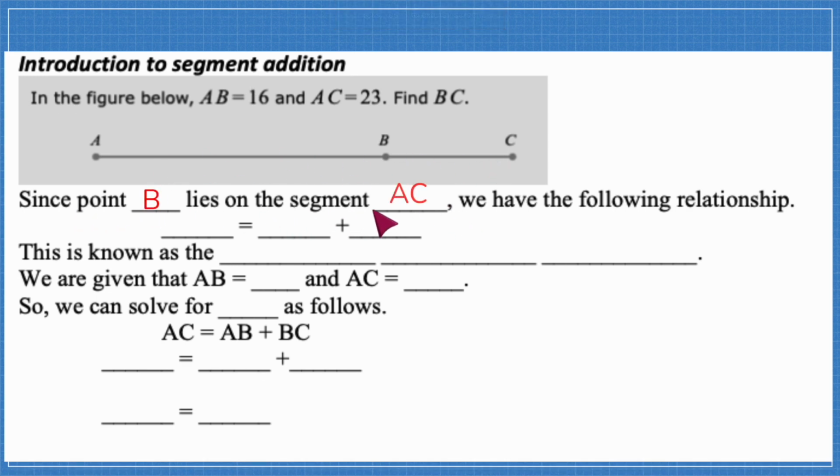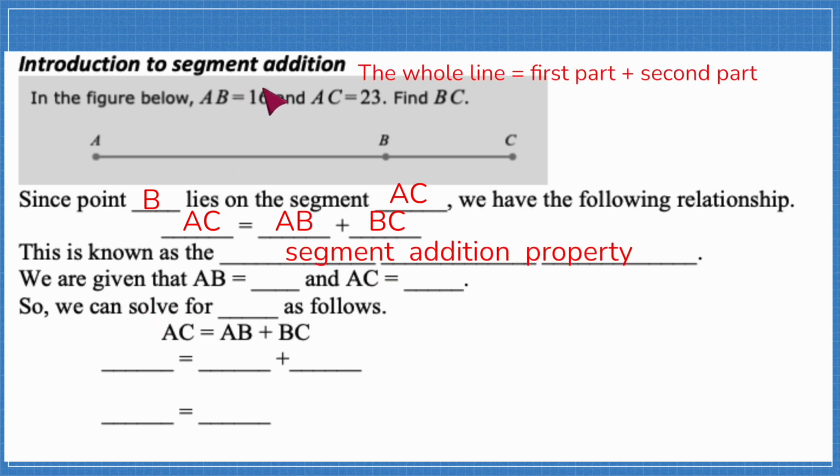Since point B lies on the segment AC, we have the following relationship. AC, which is the whole thing, equals AB, that first longer part, plus BC, the second shorter part. This is known as the segment addition property. So we're given that AB equals 16, right? So we can see that. Here it is, I labeled it. I highlighted it blue and I put the 16 there.